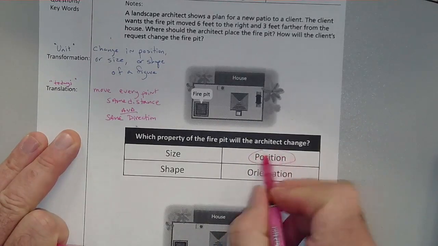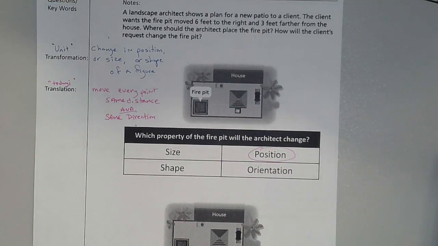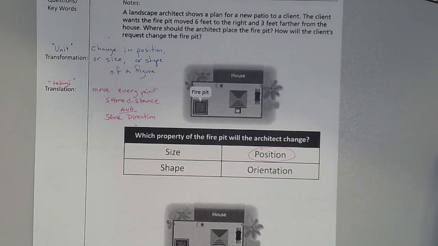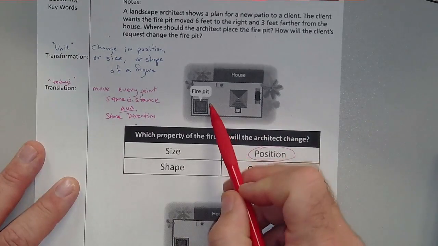It's definitely position. So we're just moving the fire pit to a new spot. Nothing big is happening here. We're not rotating the fire pit. We're not flipping it upside down. We're not making it smaller. We're not making it bigger. We're just changing its position.